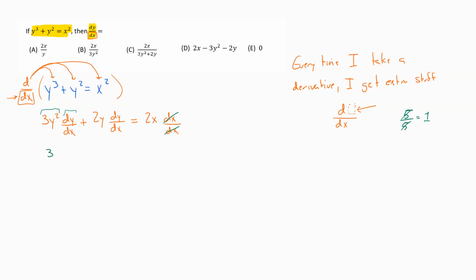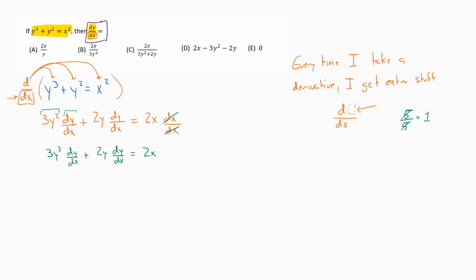So if I clean this thing up now, I'm looking at 3y squared dy/dx plus 2y dy/dx equals 2x. What we're trying to do here, keep in mind, is find dy/dx. We're trying to get dy/dx equals some equation. And so once you've done the cleanup step, now the mission is to solve for dy/dx. Treat dy/dx like any other variable and get it alone.